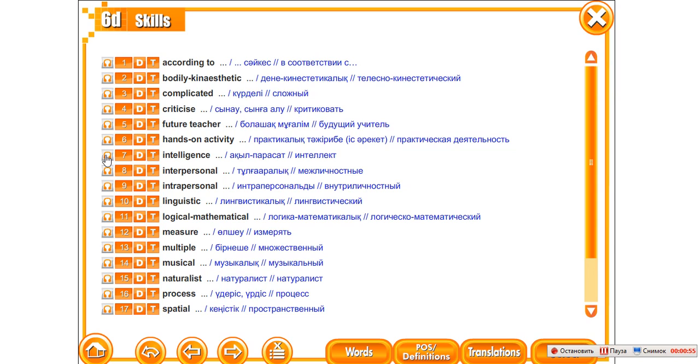Intelligence. Interpersonal. Linguistic. Logical mathematical. Measure. Multiple. Musical. Naturalist. Process. Spatial.